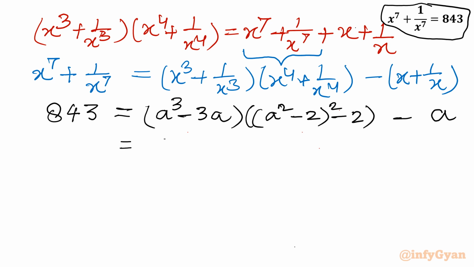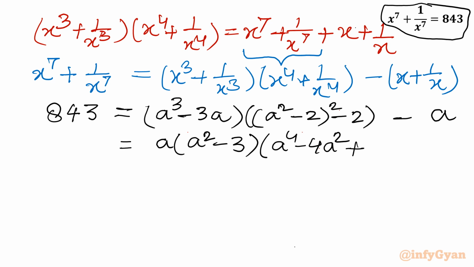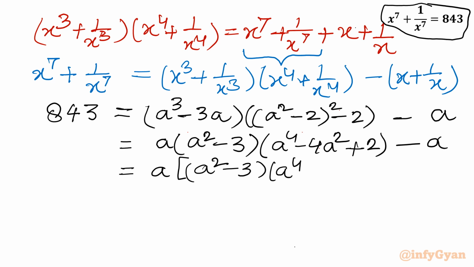Now I can take a common from first bracket, so it will be a square minus 3, and let's expand this, a power 4 minus 4a square plus 4 minus 2 plus 2 minus a. Now a is common, so we can take a common out. In bracket it is left a square minus 3 times a power 4 minus 4a square plus 2 minus 1.